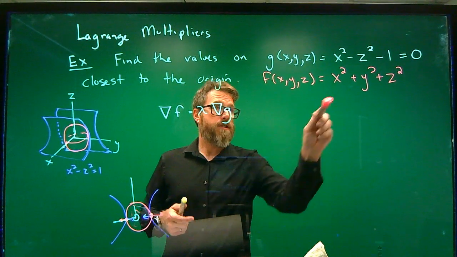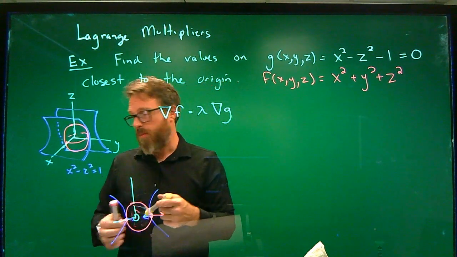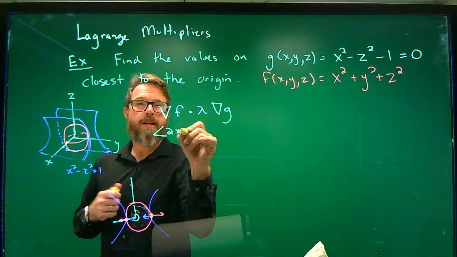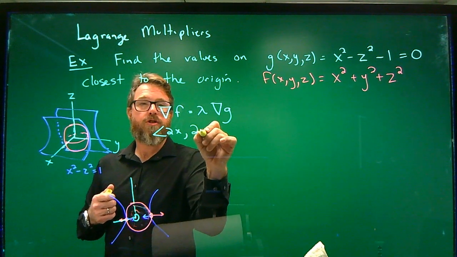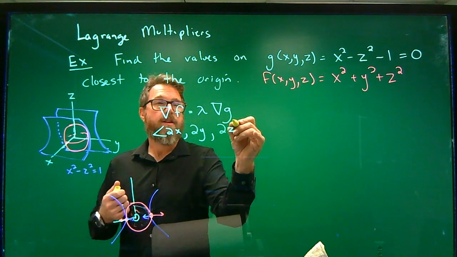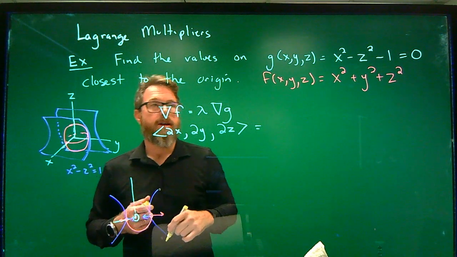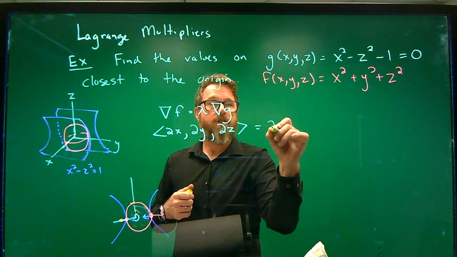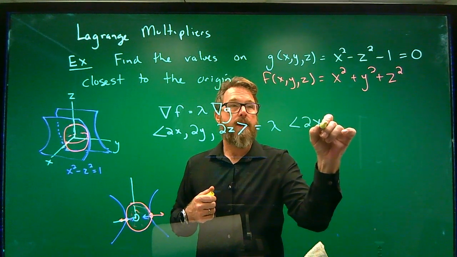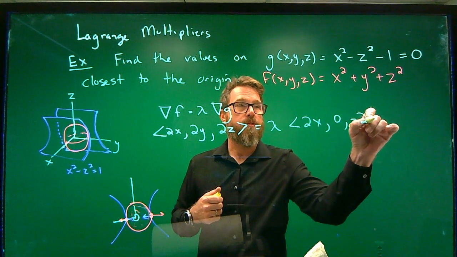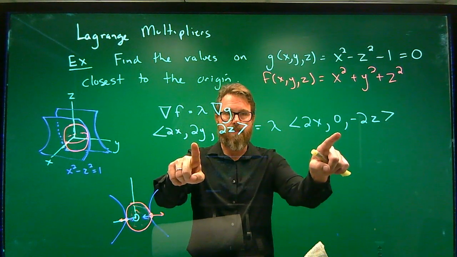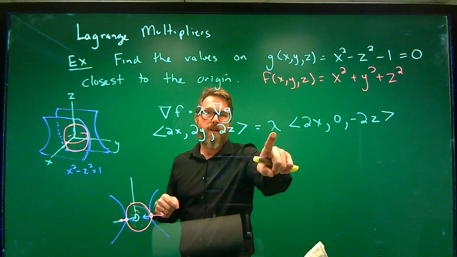The gradient of f is going to be the partial derivatives, so this is going to be equal to 2x i, 2y j, 2z k. I like to write them in this form, it's a little easier. And then this is going to be parallel to the gradient of g, which is 2x, 0, negative 2z. What parallel means is that these vectors are some constant multiple of each other.